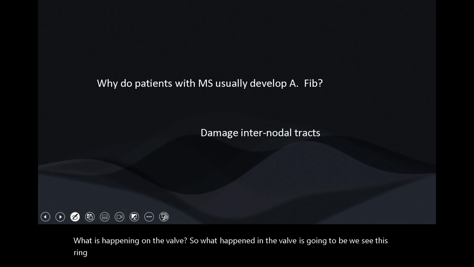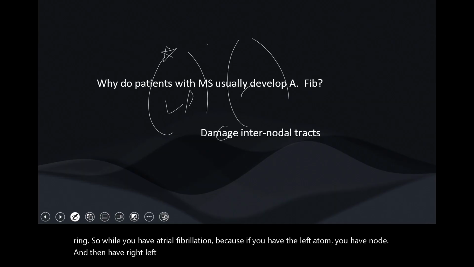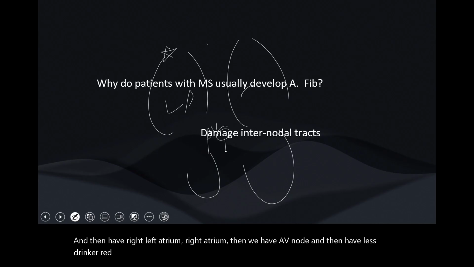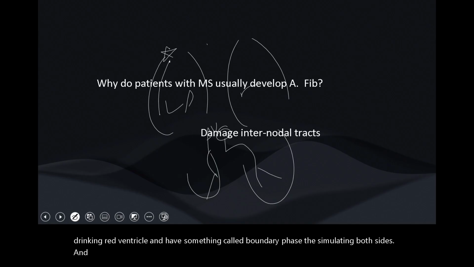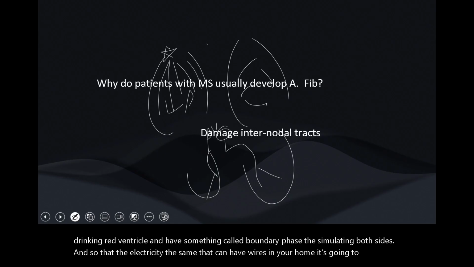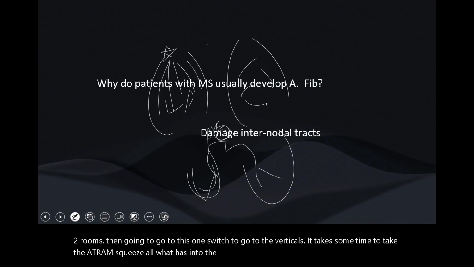So why do you have atrial fibrillation? Because you have the left atrium, you have the SA node, and then the AV node, and then we have the left ventricle, right ventricle, and something called the bundle of His, distributed on both sides. It distributes the electricity like when you have wires in your home. It's going to go to the two rooms, then go to this one switch to go to the ventricles. It takes some time to let the atrium squeeze all it has into the ventricle, then the ventricle will start contracting.